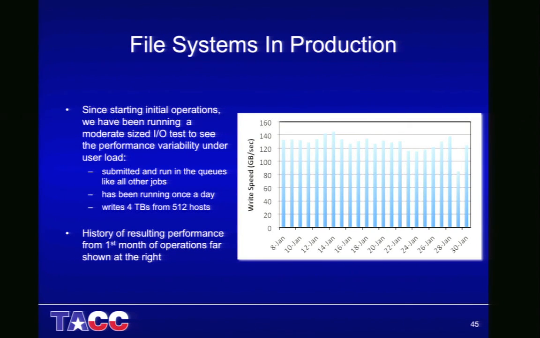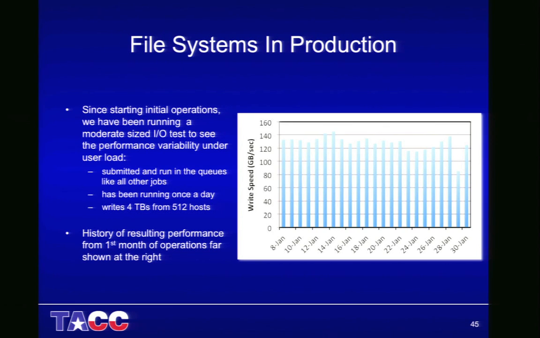Just to give you a feel for how the file system performs under normal production, one of the things we do is submit an I/O test job every day. It runs the same kind of thing. A user might run, it goes through the queue, it behaves as a regular user job, and it writes 4 terabytes of data from 512 hosts.